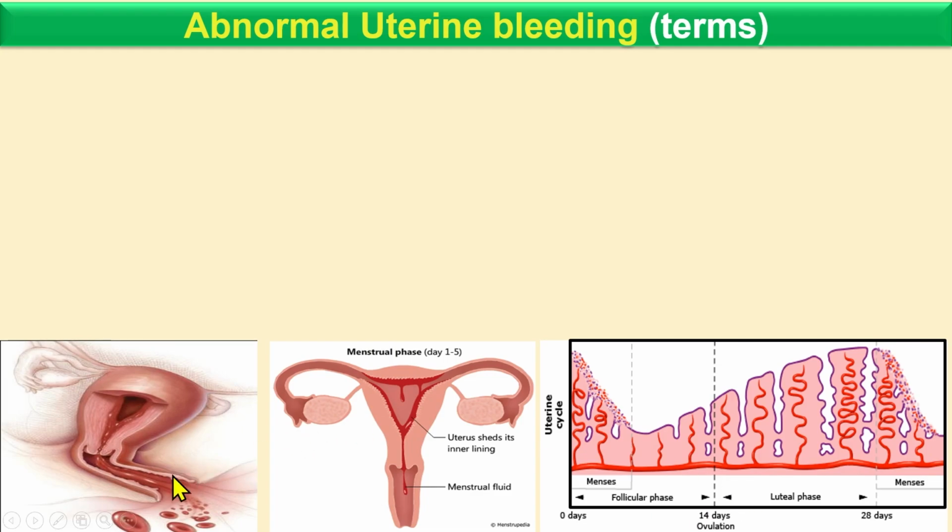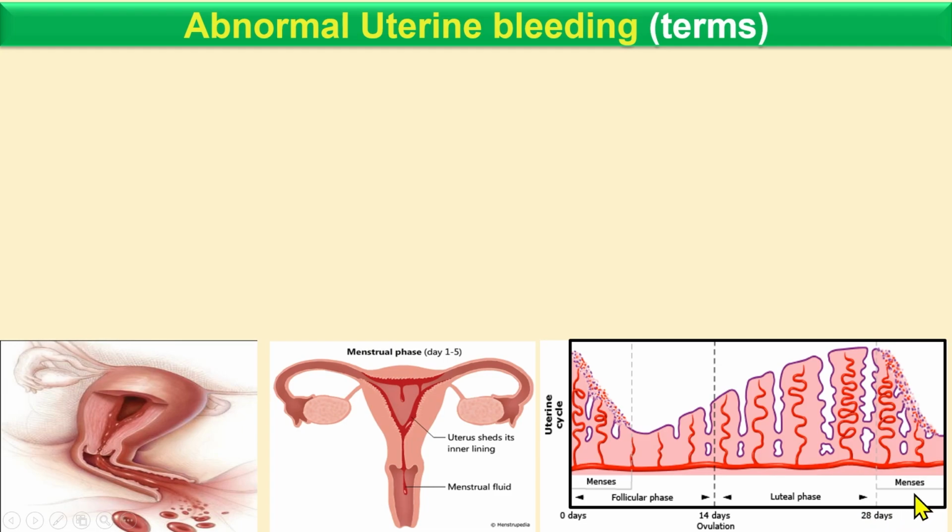You can see this picture, it wants to tell you the normal menstrual cycle. Here you see the uterine changes, meaning endometrial changes, where the endometrium grows, and at the end of the period it is shed, which causes the bleeding. Okay, so that is known as the menses.